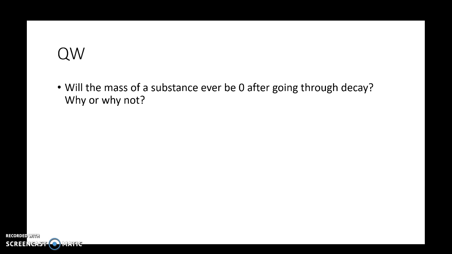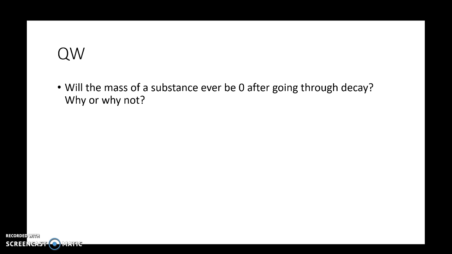Alright, so will the mass of a substance ever be 0 after going through decay? Why or why not? Theoretically, no. Theoretically, you will never get to 0 because you're always taking half of something, which will just make it an even smaller number, but in theory, you will never have 0.